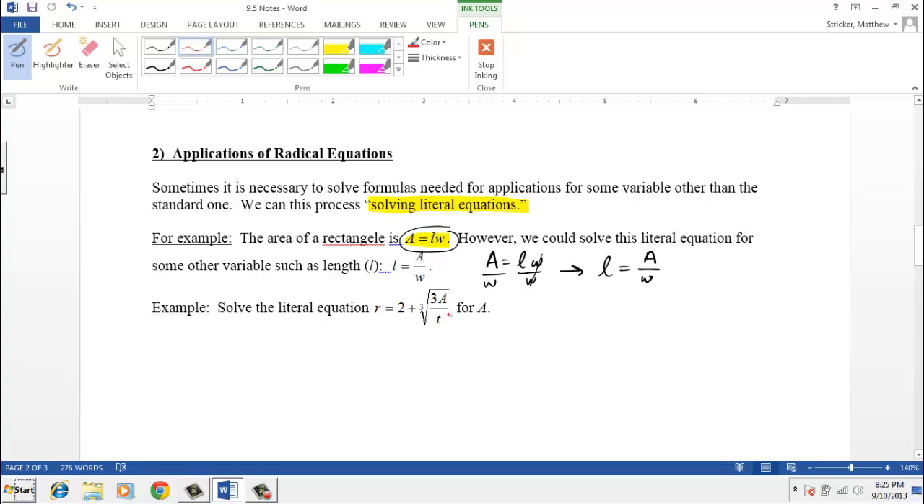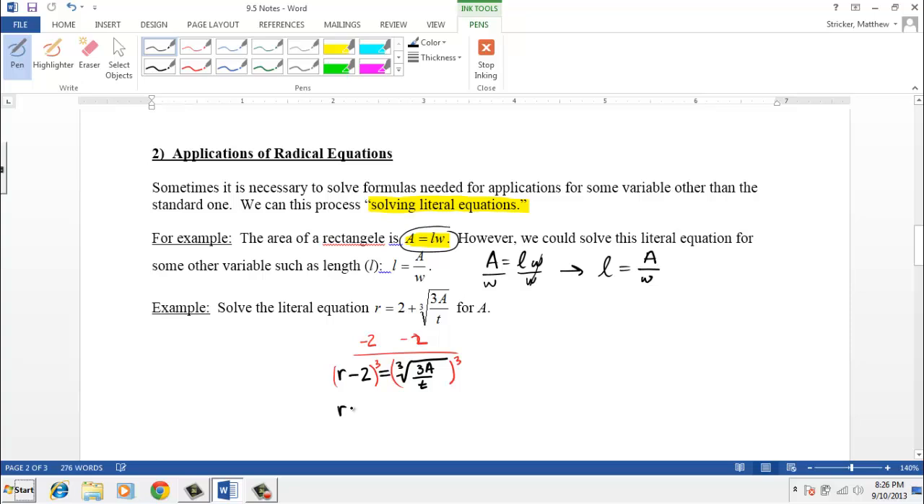What's our first step if we're solving radical equations? Hopefully you said that we need to isolate the radical, and the way we do that in this case is we would subtract 2 from both sides. So if I do that, the left-hand side becomes r minus 2, and that's equal to the cube root of 3A divided by t. Now what's our next step? The next step is to wrap both sides of the equation in parentheses, and because it's a cube root, we have to cube.